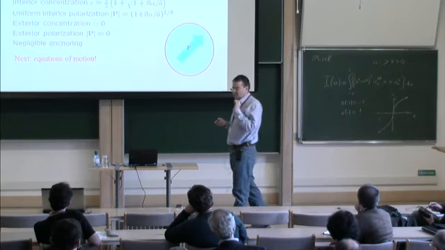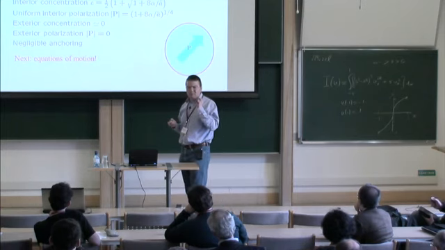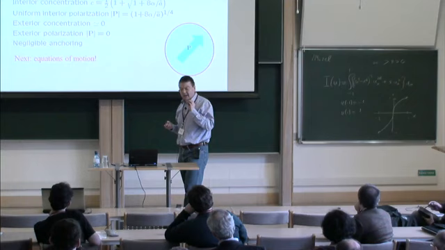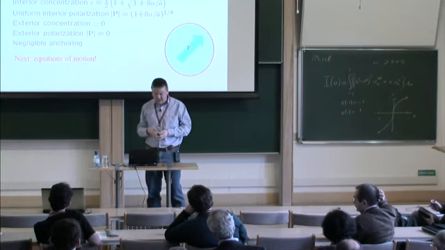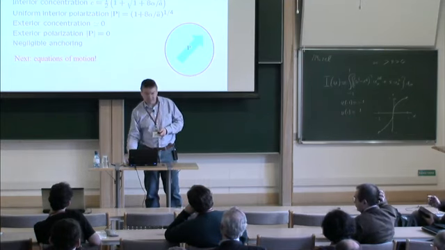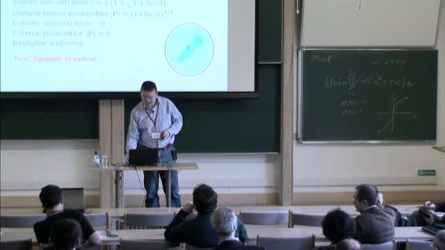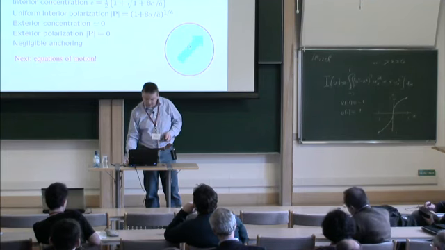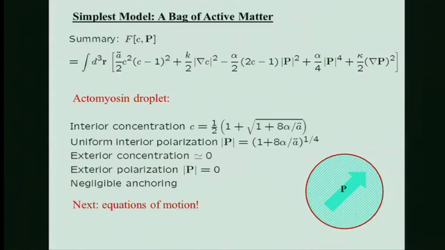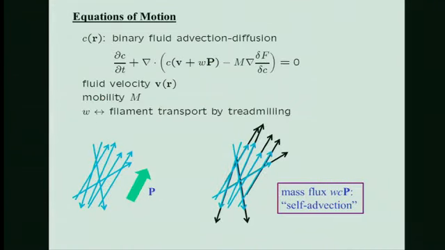Those terms are terms which violate detailed balance, which break time reversal symmetry in a way that an equilibrium system cannot do. And the existence of those terms depends on the fact that you're consuming ATP. You have a biochemical engine which is driving the system out of equilibrium the whole time. So let's see what we're going to get for the equations of motion. So here is the time evolution equation for the concentration field. So the idea is that this is just like you'd have in a binary fluid.